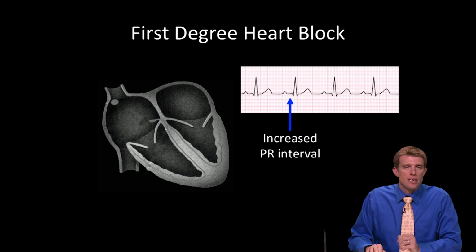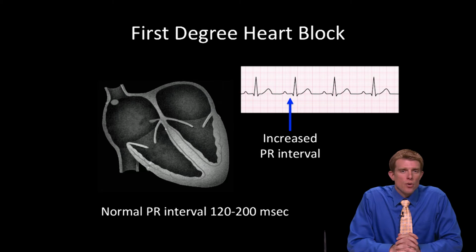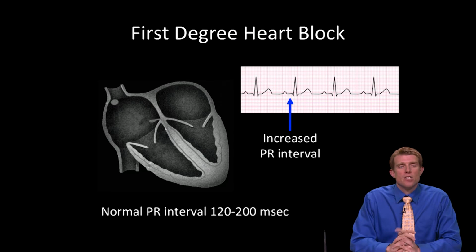And how this looks on an ECG, or rhythm strip, is that you're going to have an increased PR interval, or distance between the beginning of your P wave and the beginning of your QRS complex. So a normal PR interval is anywhere from 120 to 200 milliseconds. Some people will say even 230 milliseconds. Anything greater than that would be considered an increased or prolonged PR interval.